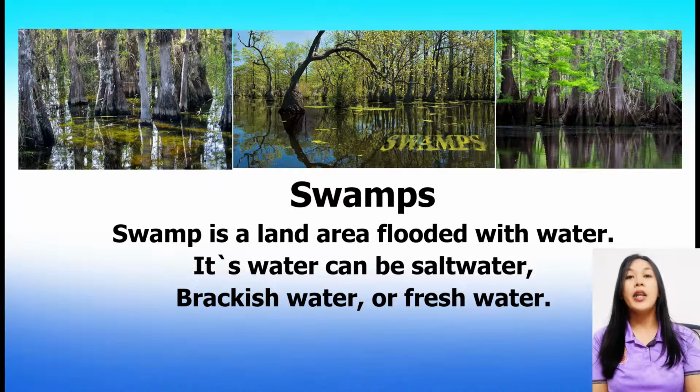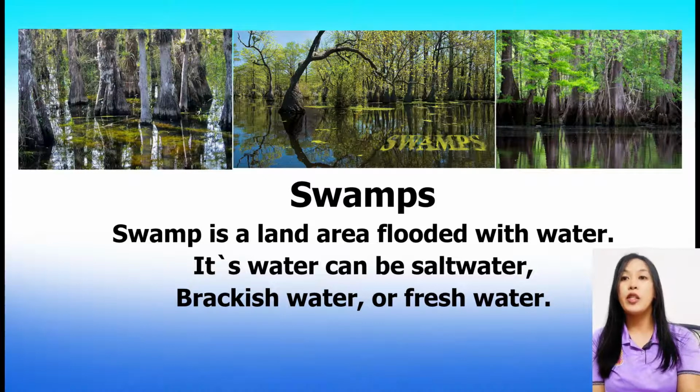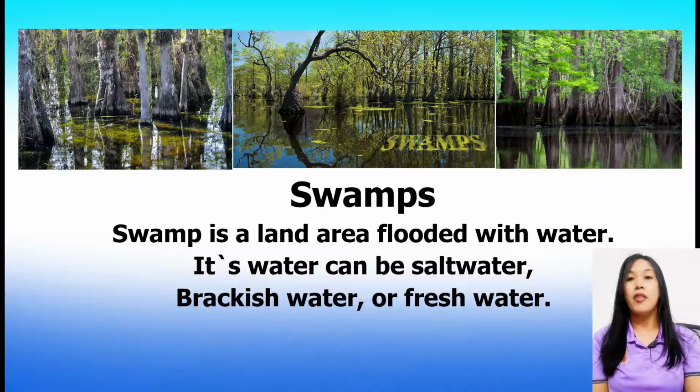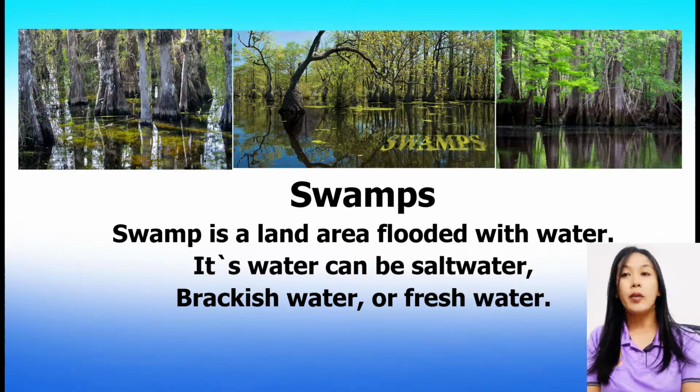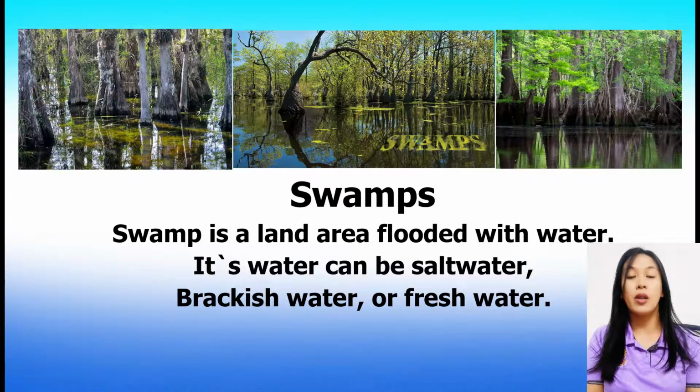Okay, here are different pictures of swamps. As you can see, they are a land area flooded with water. So the water in a swamp can be salt water, brackish water, or fresh water. Okay, we already know what is salt water, we already know what is fresh water. Let's take a look at the brackish water.